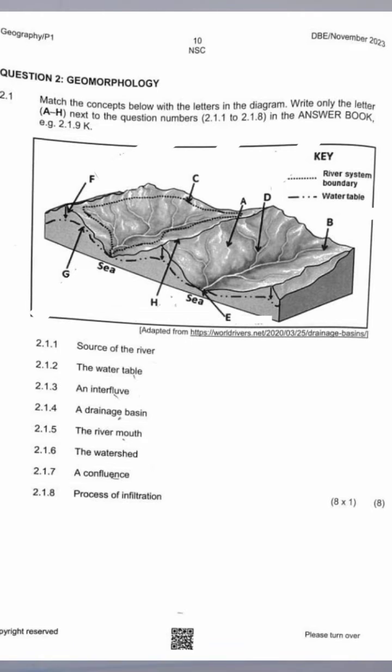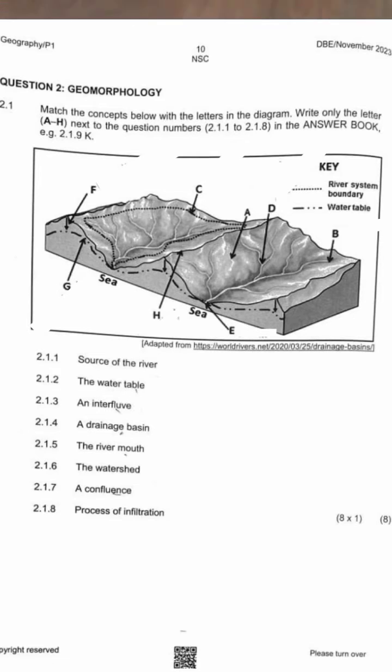Okay, so let's look at question 2. So still going through the paper. Question 2 has a diagram. Okay, so that is question 2.1. It has a diagram, and in this diagram, what do we see? What we have in this diagram are basically two drainage basins, or two river systems.